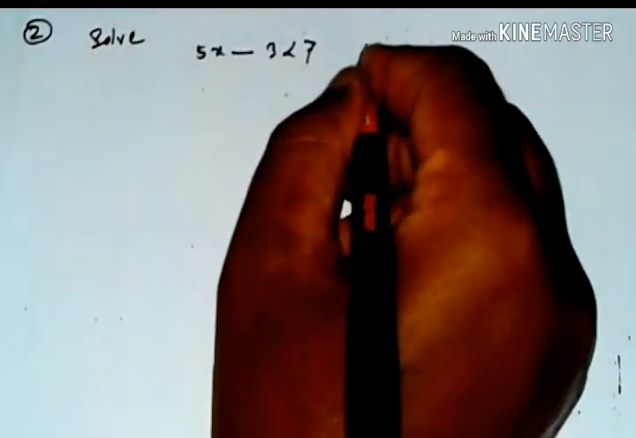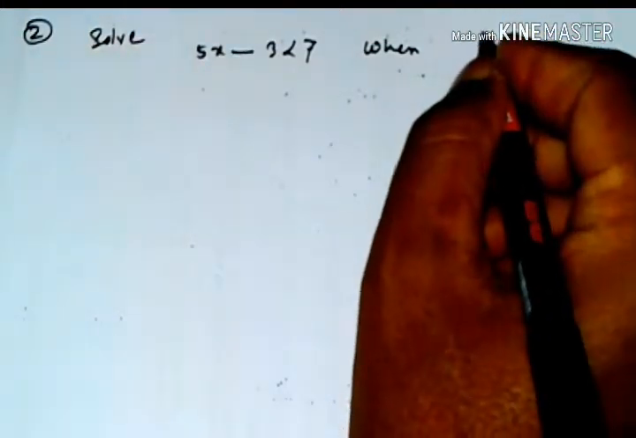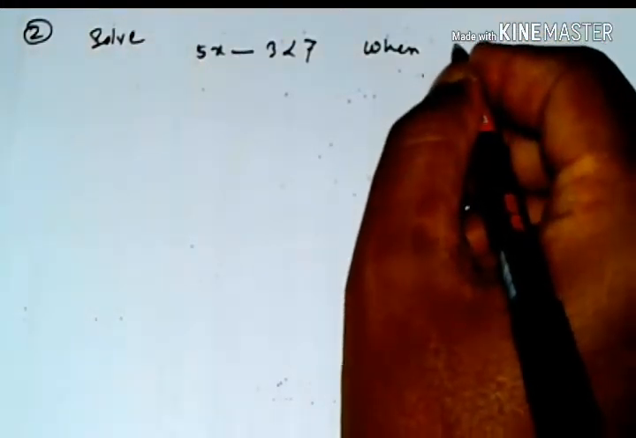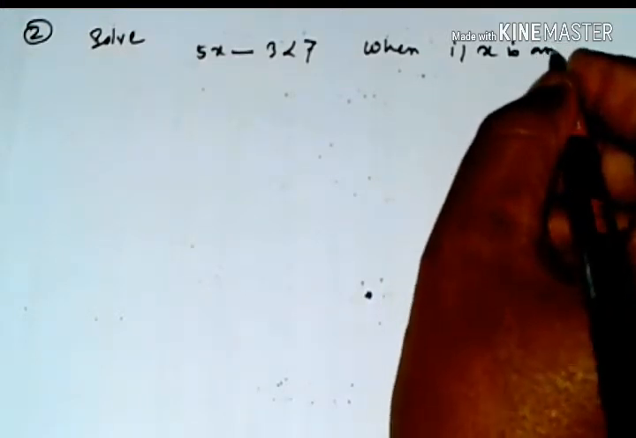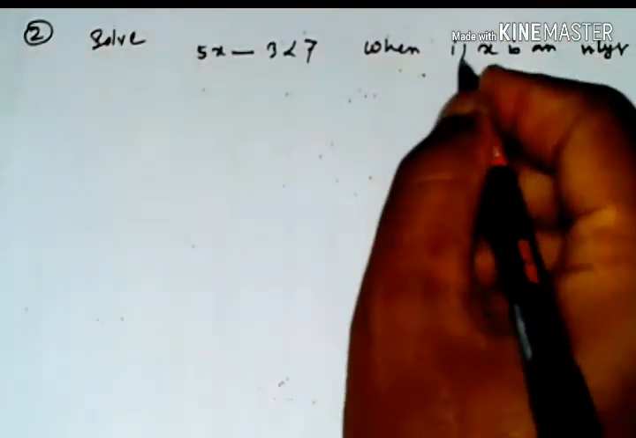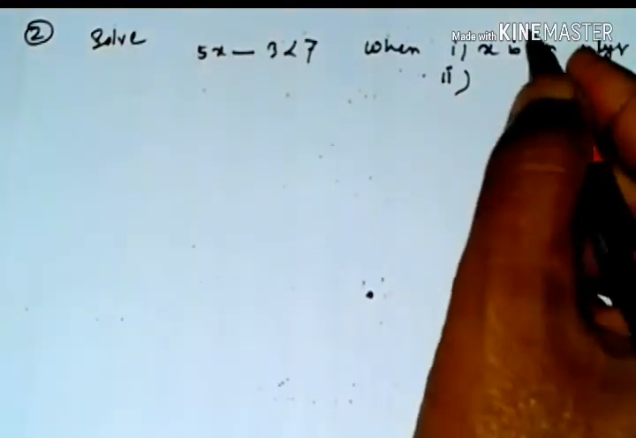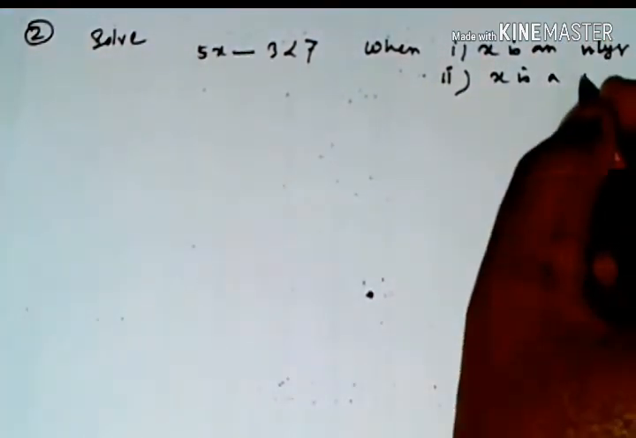Next problem: solve 5x minus 3 less than 7. The first condition is x is an integer, and the second condition is x is a real number.